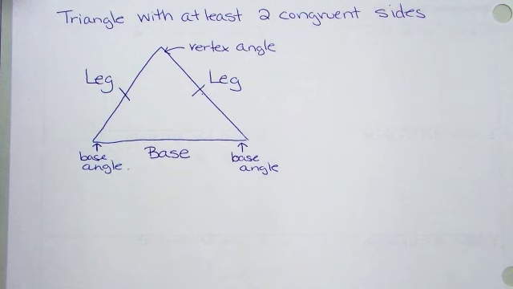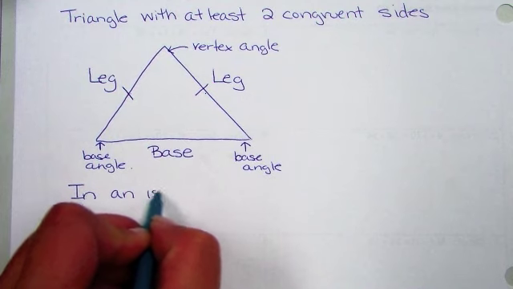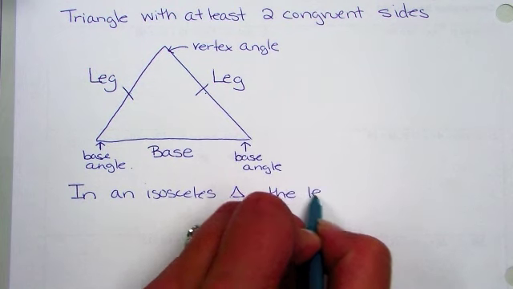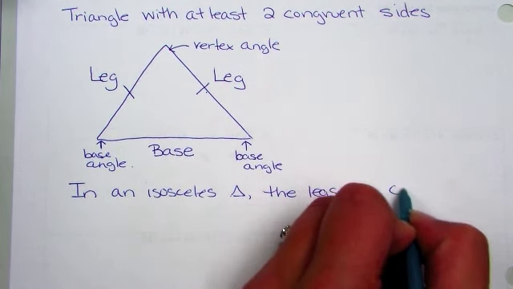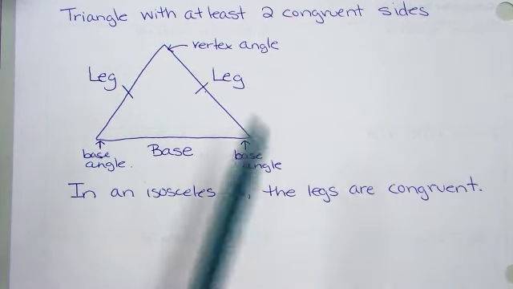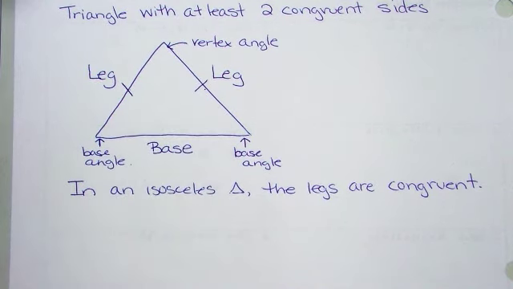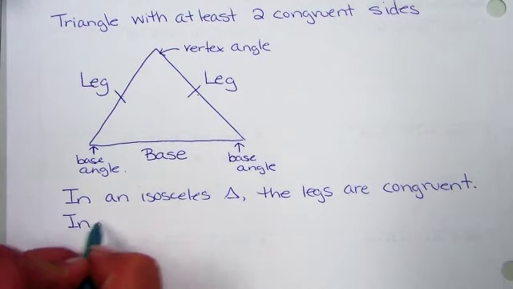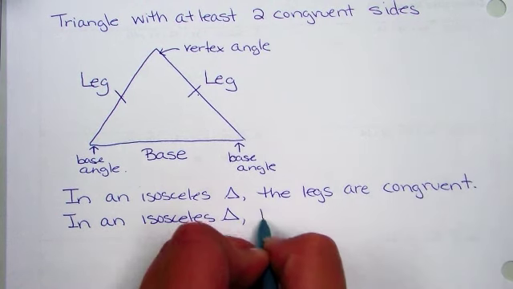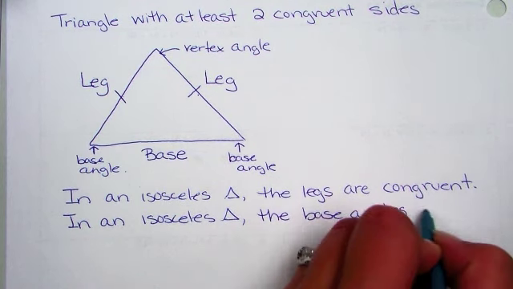There are two things that we know in an isosceles triangle. In an isosceles triangle, the legs are congruent, as I've already marked with the given tick marks. We also know in an isosceles triangle, the base angles are congruent.